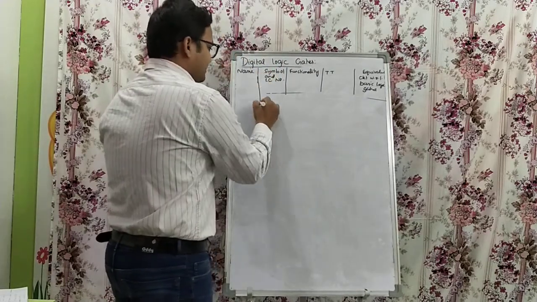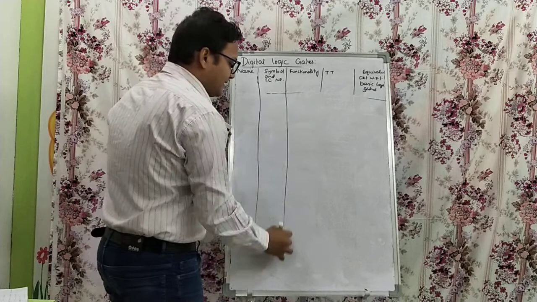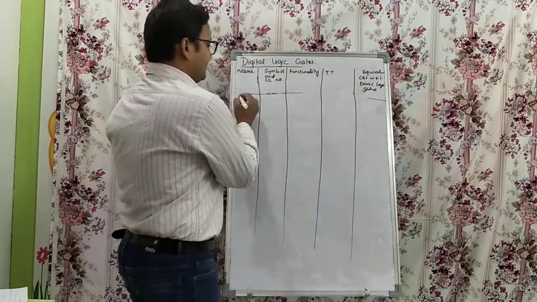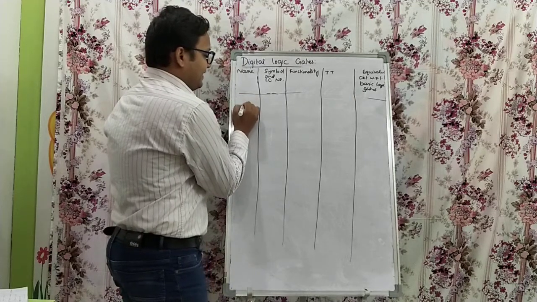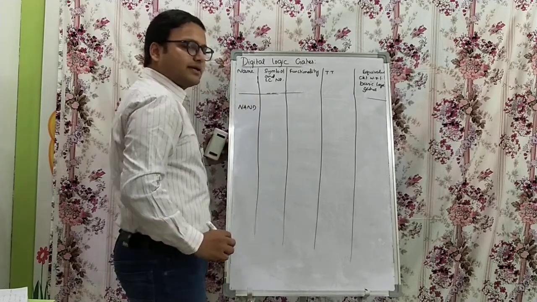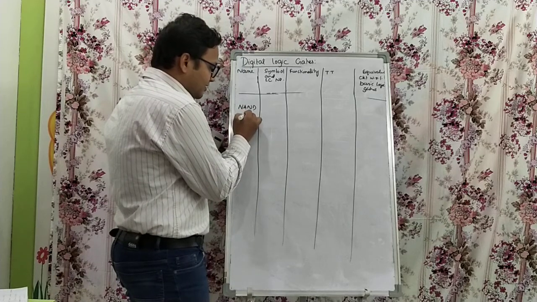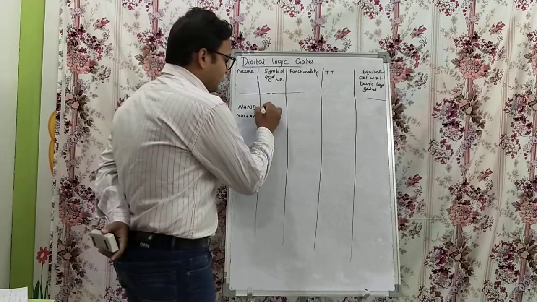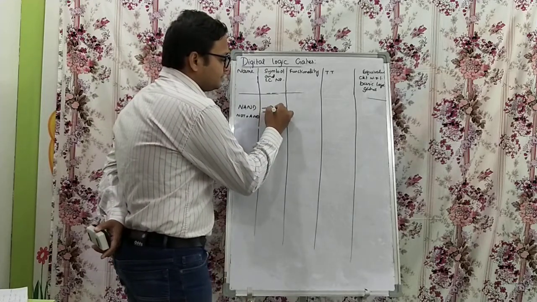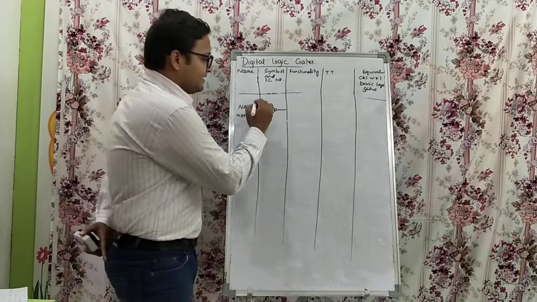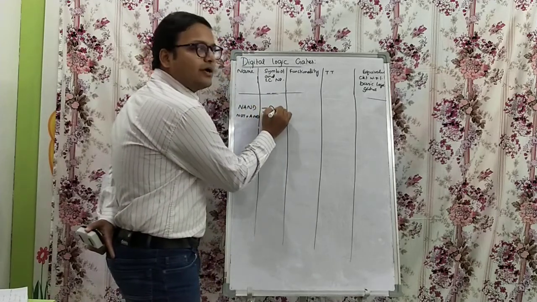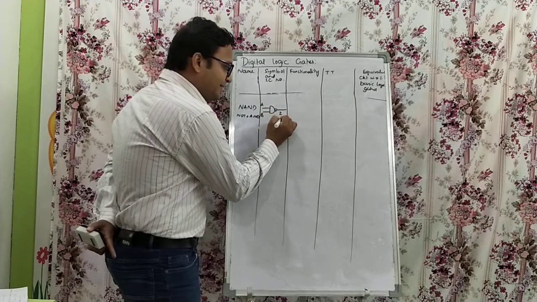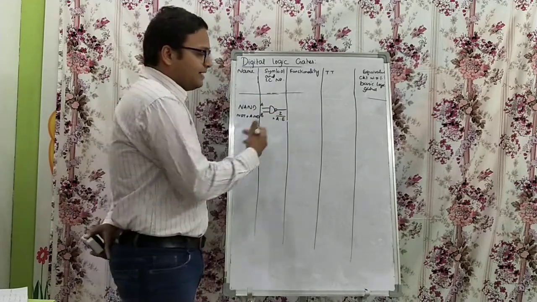Universal logic gates. As I discussed earlier, there are two types of universal logic gates. One is NAND. NAND is nothing else but NOT plus AND. So what is the symbol of the NAND gate? Just AND and NOT is the NAND gate. Inputs A, B, Z equal to A and B, bar, the inverse of the AND gate.